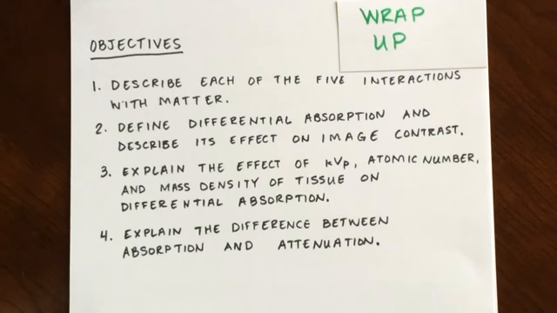You should be able to define differential absorption, describe how it affects image contrast, and explain how kVp, atomic number, and mass density affect differential absorption. Lastly, you should be able to explain the difference between absorption and attenuation. Should you need further information, your textbook has similar diagrams and explanations in the chapter on X-ray interactions with matter.